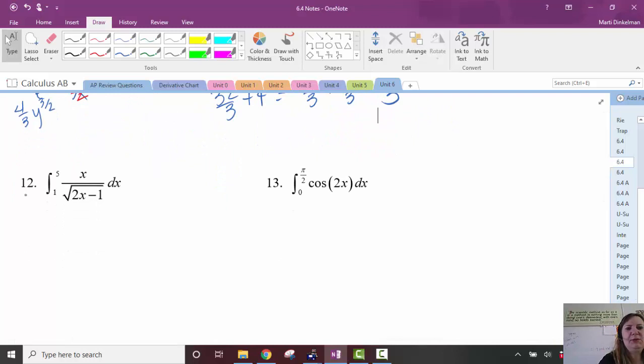Gosh, we're going to skip 12 because that one's going to take use substitution as well. And let's just do this one, but we'll pretend like it just says cosine x, because we're going to do those kind of problems a little bit later.